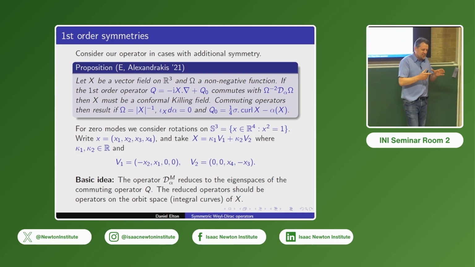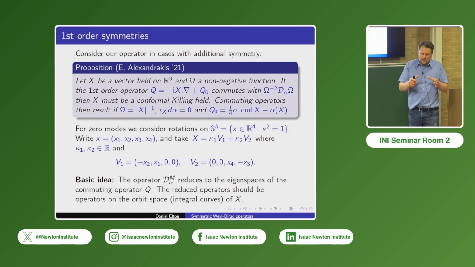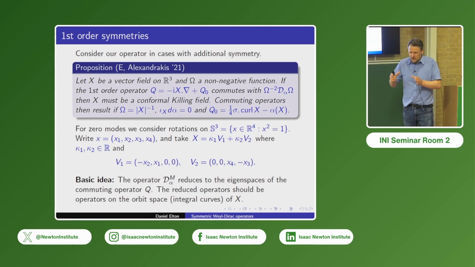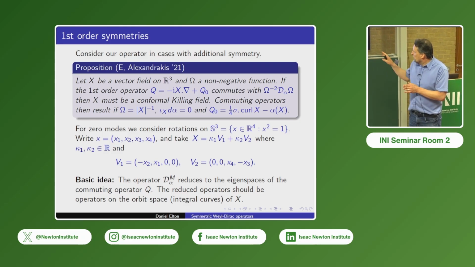Well, intuitively, you might expect the Dirac operator to reduce somehow to a Dirac operator on a lower dimensional manifold, onto a 2-dimensional manifold, somehow representing the orbits of the vector field X. I mean, that's sort of intuitively what happens when you have a reduction of order. And it's somewhat helpful to keep in mind here.